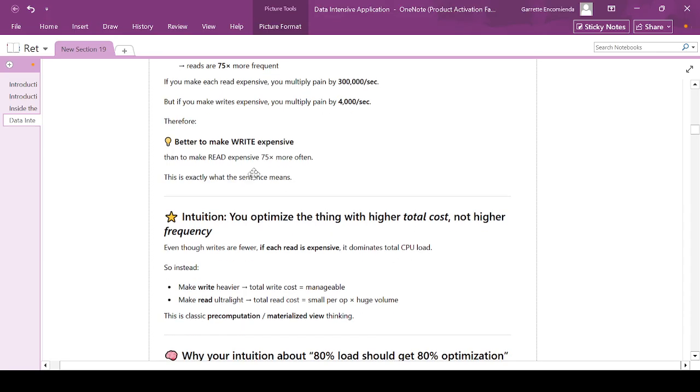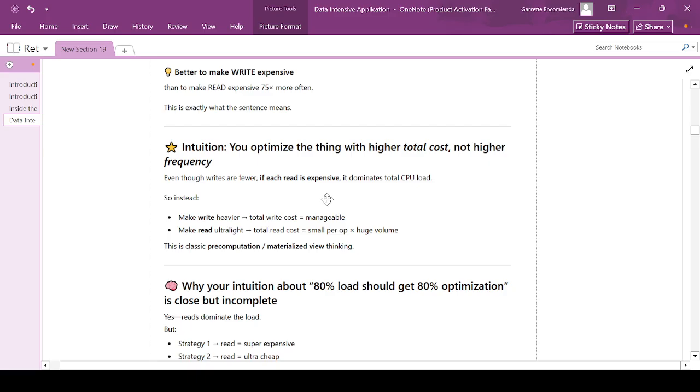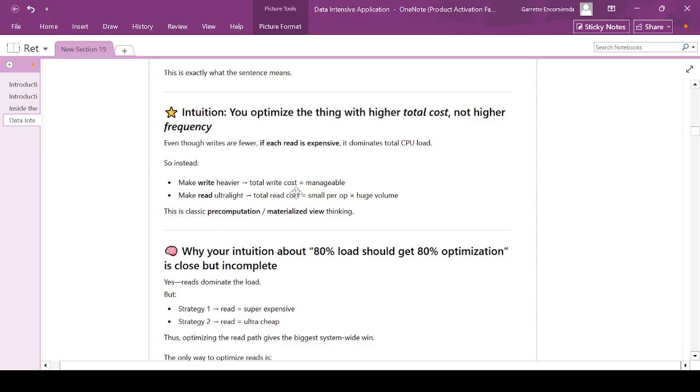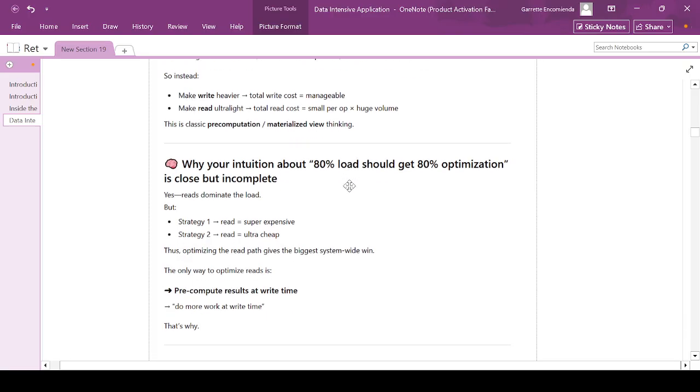Therefore, it is better to make writes expensive than to make reads expensive, since reads happen 75x more often. This is exactly what the sentence means. Intuition: you optimize the thing with higher total cost, not higher frequency. Even though writes are fewer, if each read is expensive, it dominates total CPU load. So instead, make writes heavier, so total write cost is manageable. Make reads ultra light: total read cost equals the cost per operation times huge volume.